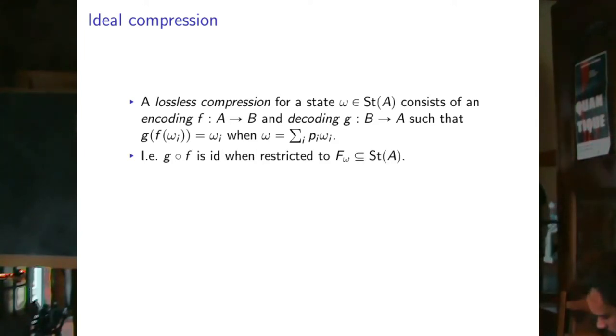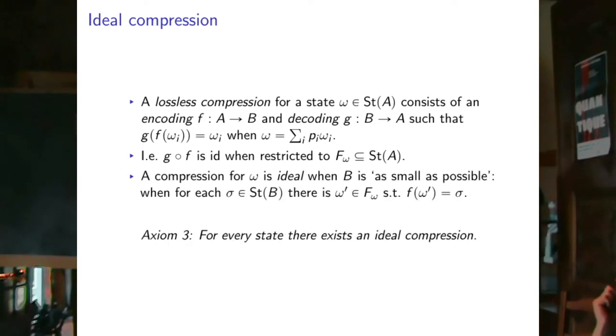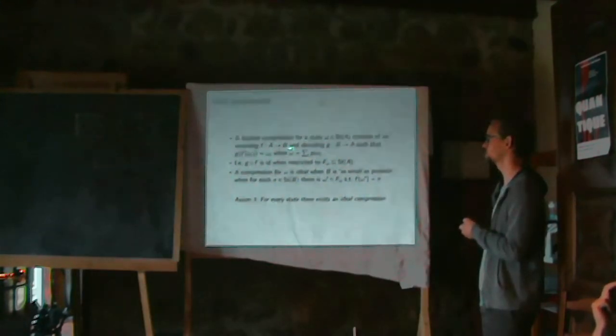Another way to say this is that this composition of maps is the identity when you restrict to the subset of the phase of the state. And we say compression is ideal when this system B is the smallest possible system with this property. The way they phrase this is that this map must be surjective. So if I have any state in B, then I can find a state in the phase that maps to this state. So there are no states in B that aren't reached by any state in A.